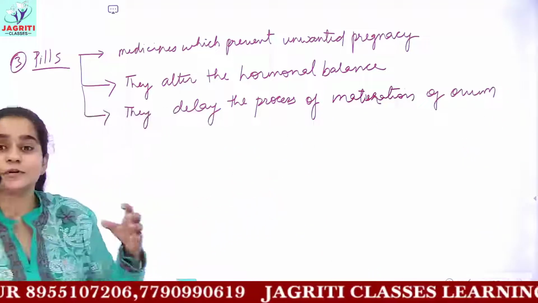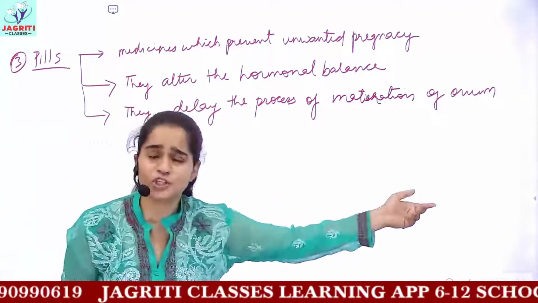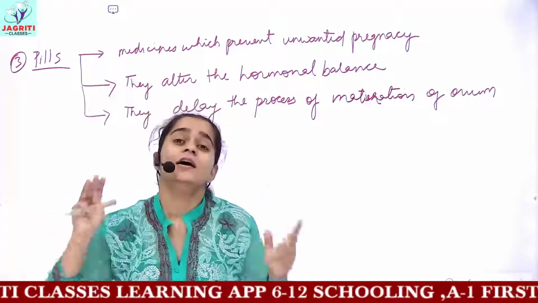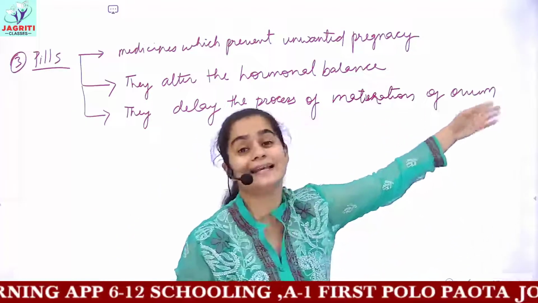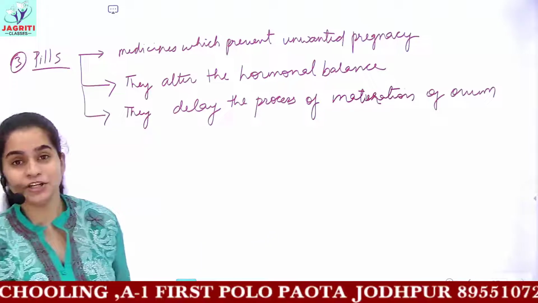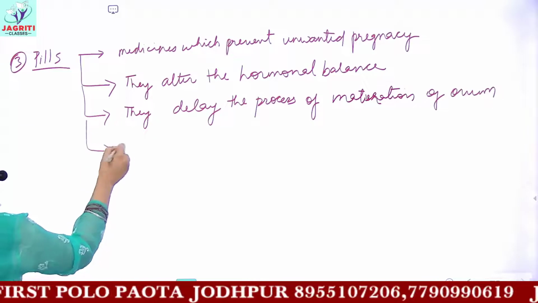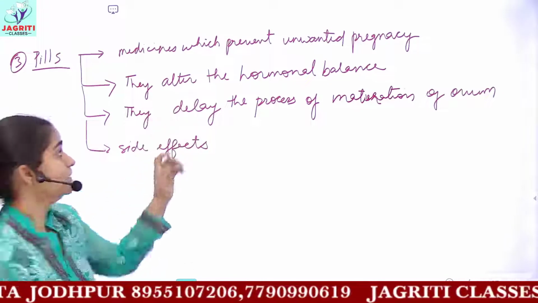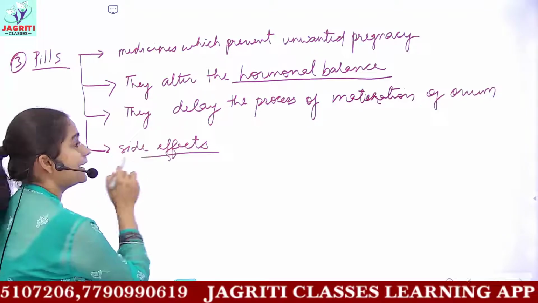So if the sperms reach the female fallopian tube or oviduct, but the egg has not matured and is not released out of the ovary, is there any chance of fertilization? No, because when the sperm will not encounter any ovum or egg, the sperm would tend to be destroyed in that fallopian tube, and hence no fertilization would occur. But these pills have many side effects also, because they change the hormonal balance of the complete body.